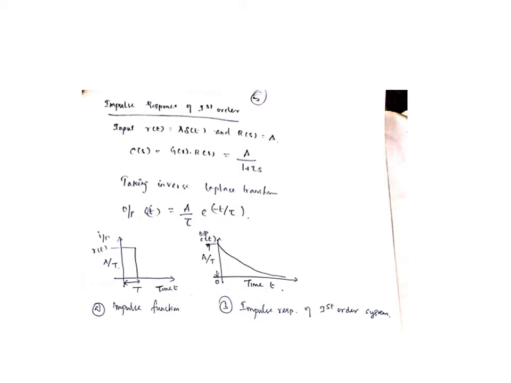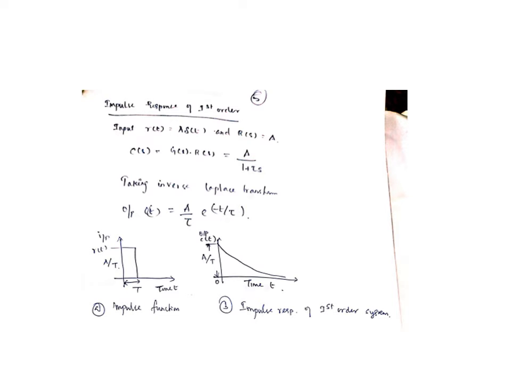Then we are going to discuss the impulse response of the first order system. When input is r of t, which is equal to a del of t, and this is also a universal question, so please make a note. R of t equal to a del of t, and r of s is equal to a, and c of s equal to g of s into r of s, which is equal to a by 1 plus tau s, and there is no need for partial fractions at all.